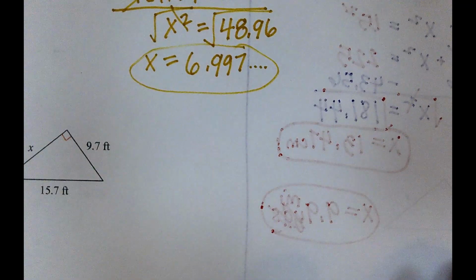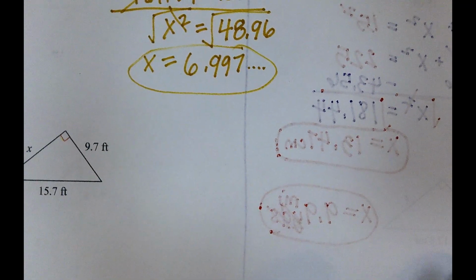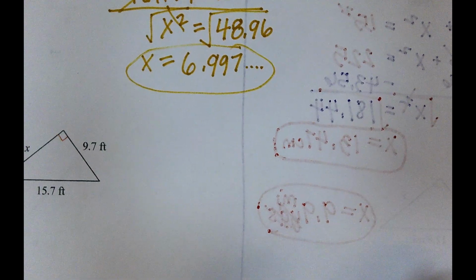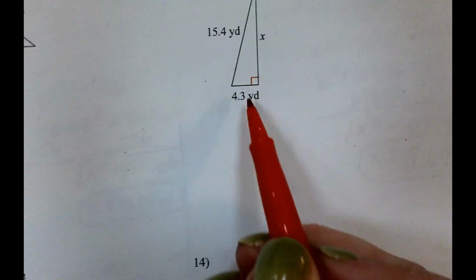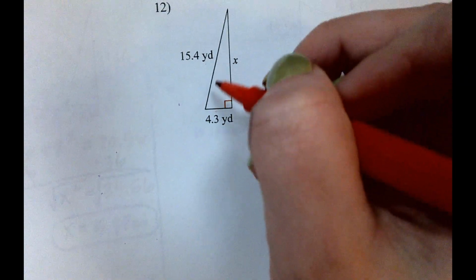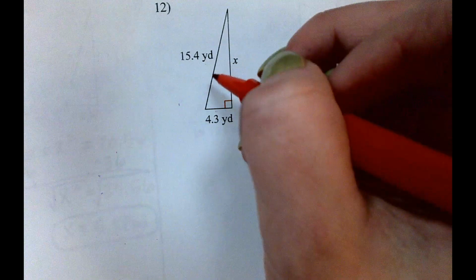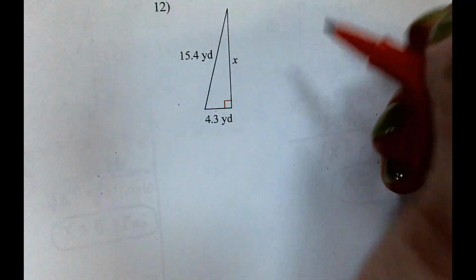But you could say if it's over the hypotenuse, then it's wrong. If it's higher than the hypotenuse. Yes, if you were to get a number bigger than 15.4, you would know you did something wrong.